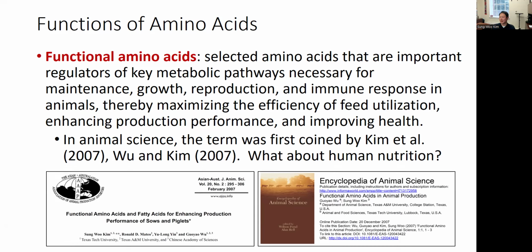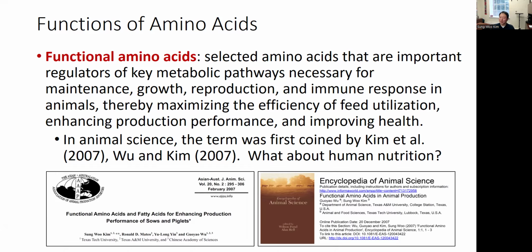In animal science, we started using this term, functional amino acid, since 2007. I don't want to be arrogant here at all, but as far as I know, we were the first research group to coin this term functional amino acid in animal science. I don't know about human nutrition, but in animal science, the first papers using this term were in 2007. And we also included this term in the Encyclopedia of Animal Science in 2007.